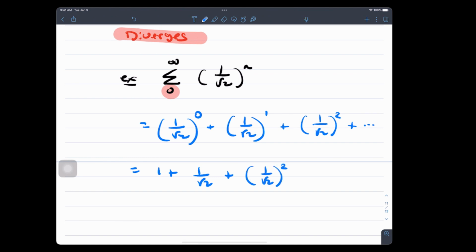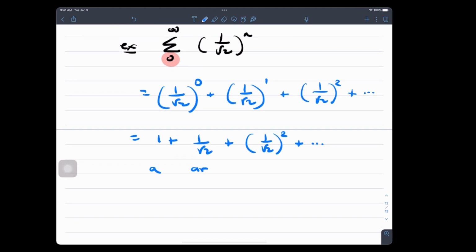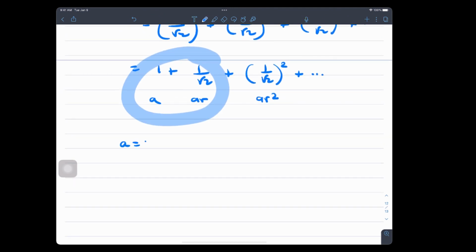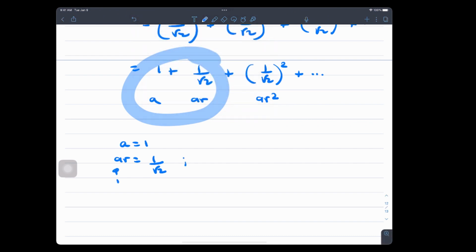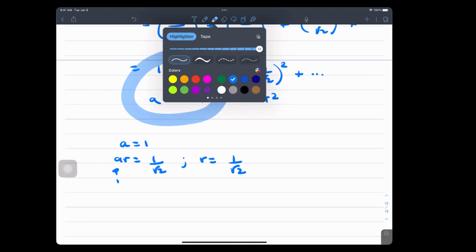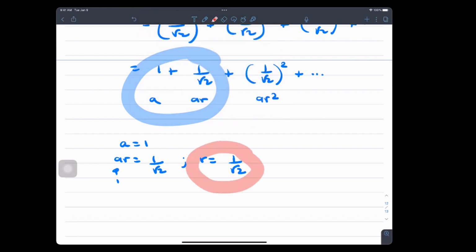Write it this way: A, AR, AR squared. A is 1. AR is 1 over the square root of 2. Is that right? So what does that mean about R then altogether? Plug in a 1 here, and that means R is 1 over the square root of 2. Okay. Let's verify the next term now, AR squared. You got to verify that.